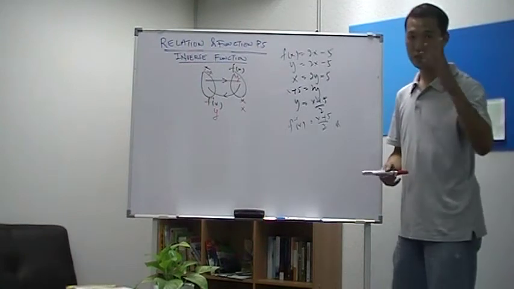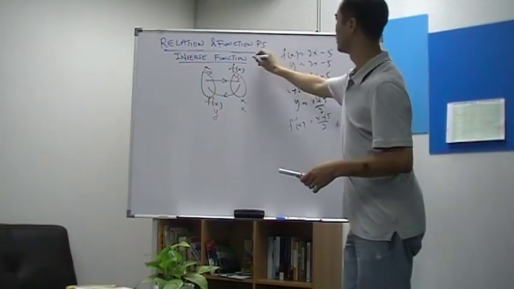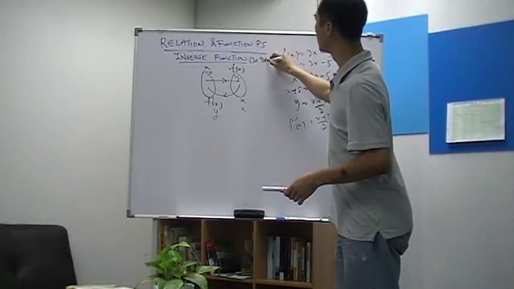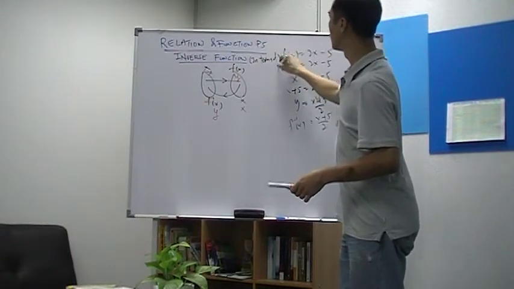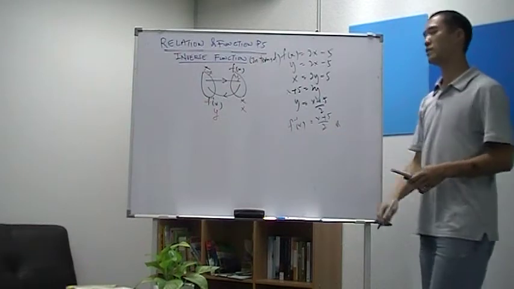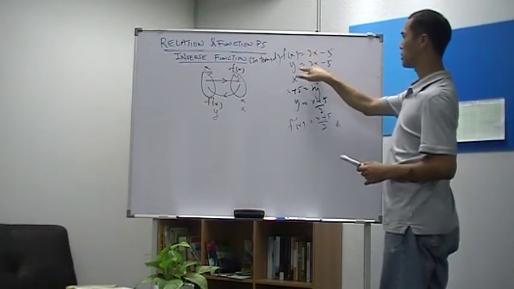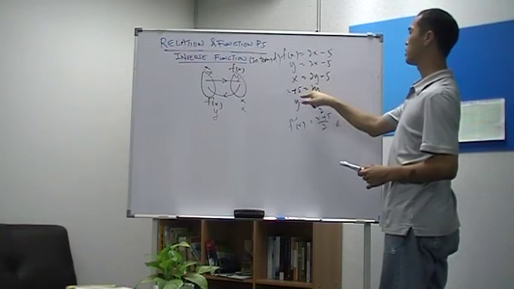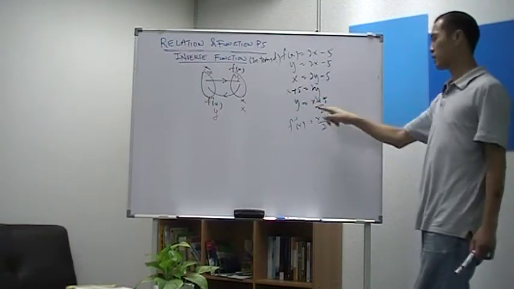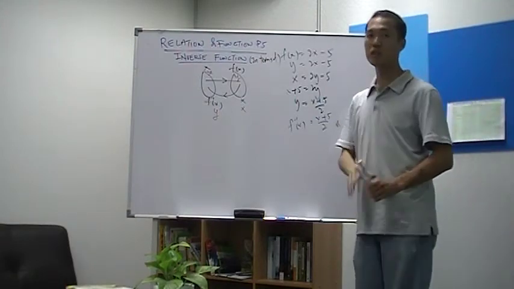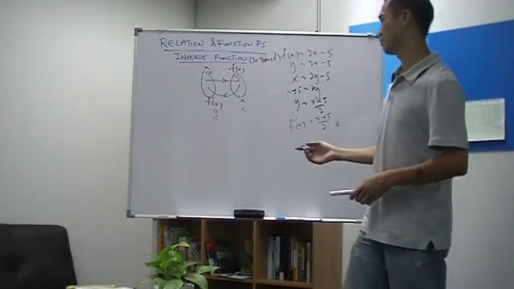We just do the reverse. Okay? We call it in terms of x. So very straightforward. Write the equation, flip them over, change it, and solve for y. That's it. At the end you have y as f inverse of x. That's what you need. This is the whole idea of inverse functions.